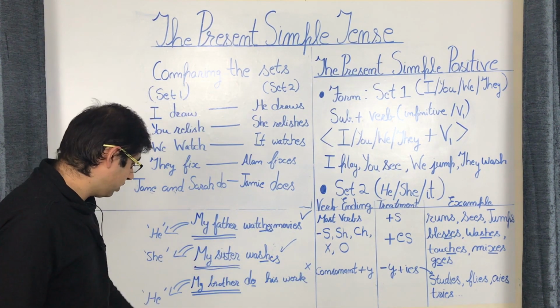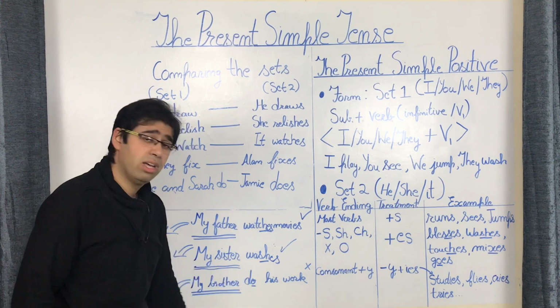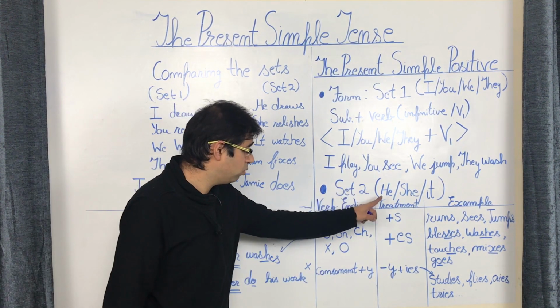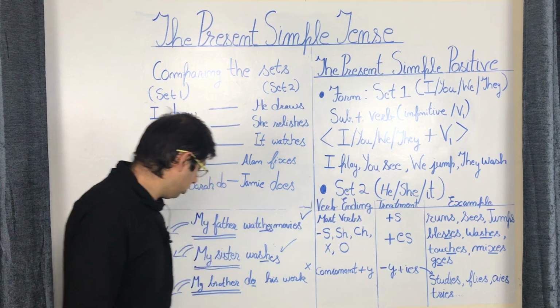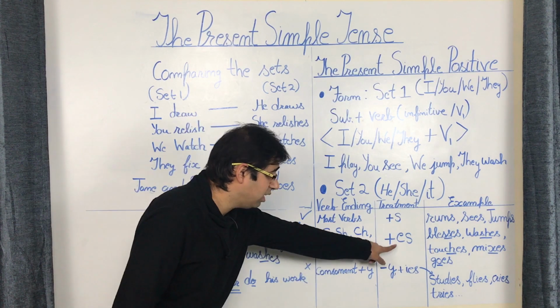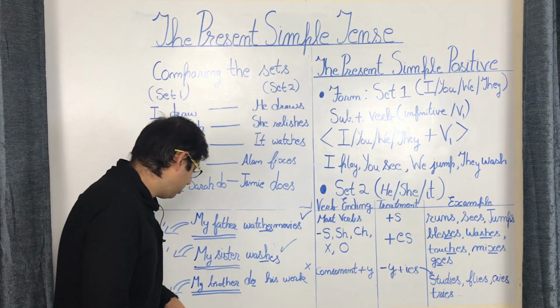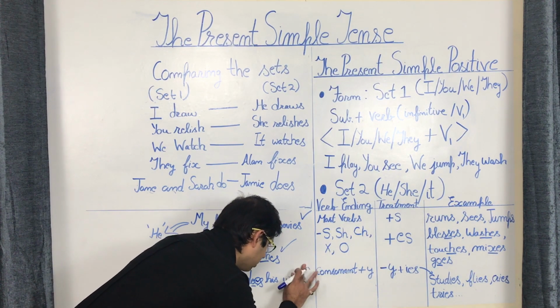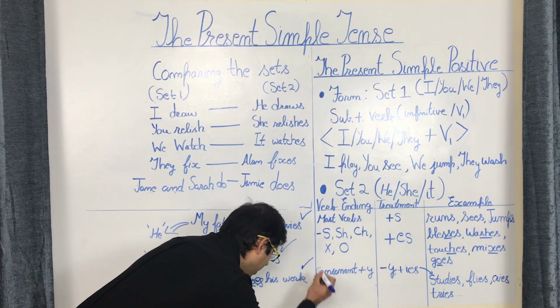And finally, the last example, my brother do his work. My brother is the equivalent of he. He again belongs to set 2. Whatever works for he will also work for this sentence. So do is ending with an O, so you've got ES in the end. Let's fix that sentence right away. My brother does his work, turning the wrong into right.